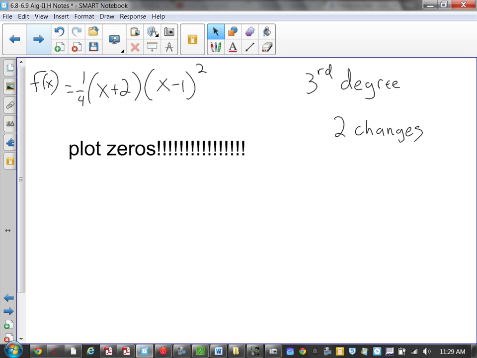Let's plot a 3rd degree polynomial. I have a 3rd degree polynomial that says f of x equals 1/4 times the quantity x plus 2, times the quantity x minus 1 quantity squared. I wrote a little hint down there right off the top that it's a 3rd degree polynomial. And the reason that I know it's a 3rd degree polynomial is why?